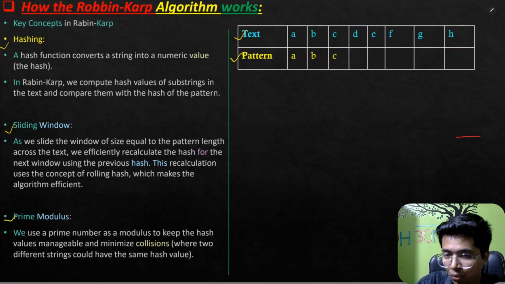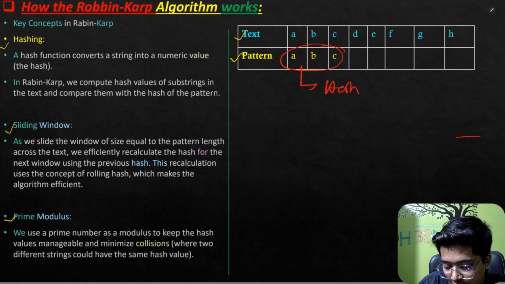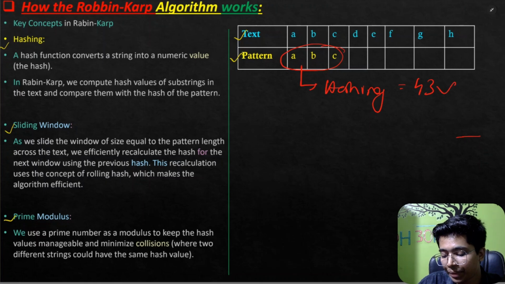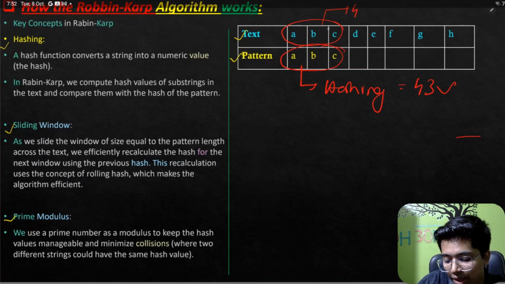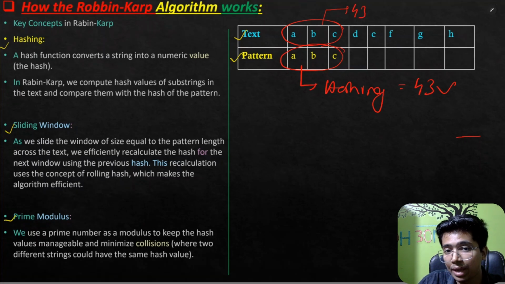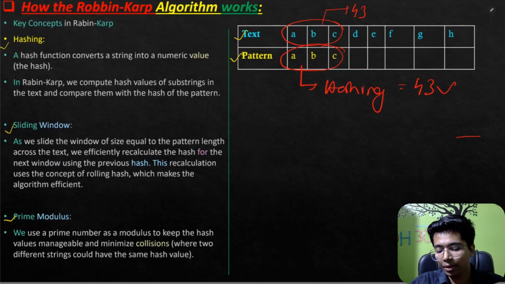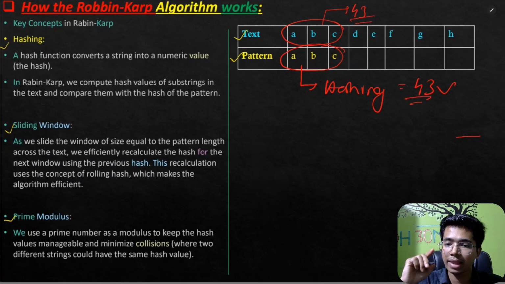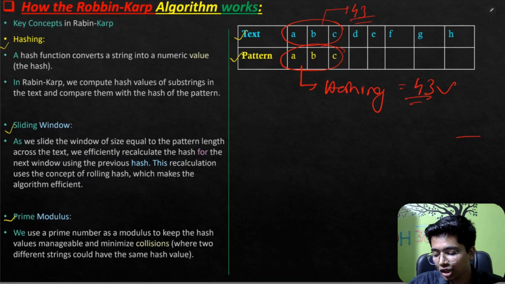First, when we work with Rabin-Karp, we utilize hashing. We compute a hashing value for the text part. Let's say the hashing value is 43. Second, we compute the hashing value for the pattern also, and let's say this is 43, because this is the same, so their hashing value will also be the same. Now we check if their hashing value matches or not. Yes, their hashing value is matched. This is 43 and this is also 43.